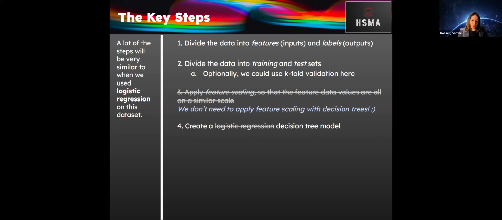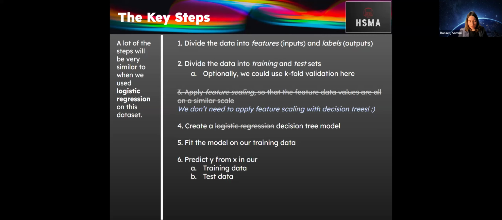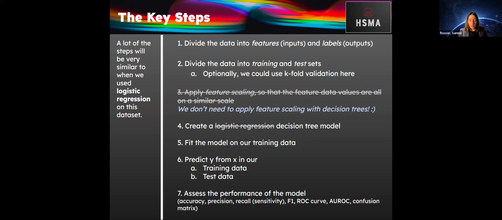Now we create a logistic regression model, except we don't, we create a decision tree model. We fit the model on our training data. That's exactly the same as before. We predict Y from X in our training data and in our testing data. And then we assess the performance of the model. We can use a range of things to assess how well the model is doing on this unseen data: accuracy, precision, recall, the F1 score, which we haven't talked about yet, ROC curve, area under the receiver operating characteristic curve as a metric, confusion matrices, which we'll also talk about today. Huge amounts of ways you can assess performance, but it's exactly the same as the way you're going to assess the performance in the logistic regression.